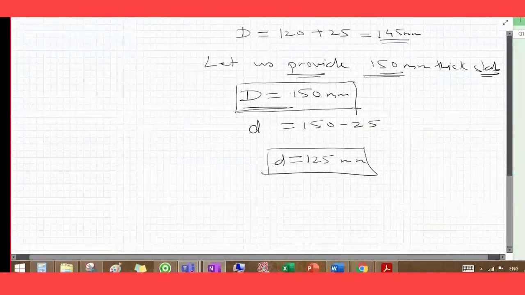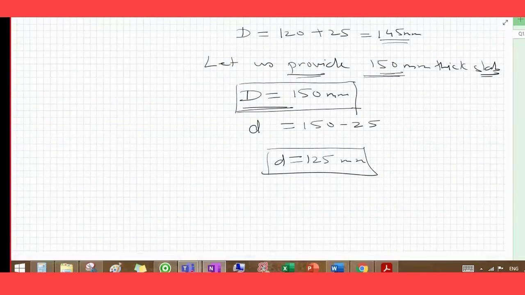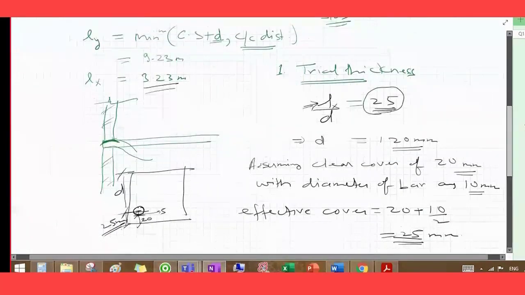Ultimately I need to satisfy whatever depth I provide. So please see, whatever thickness of this slab I provide, it should satisfy the requirement of shear check and deflection check. If that check is not getting satisfied, I have to revise the section. Is this clear? Yes, sir. Okay, so we can proceed.